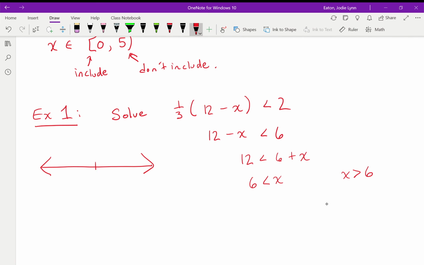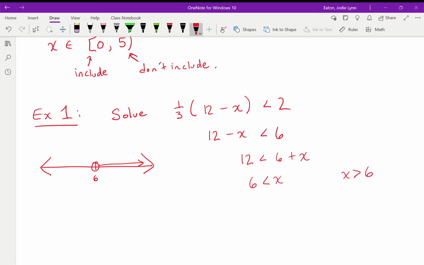I'm going to now represent my solution in a couple different ways. So when x is greater than 6, if I want to represent it on a number line, I would draw my number line. I would draw an open circle around 6 because we're not including 6, and then I would draw an arrow heading up because x can be any real number greater than 6.